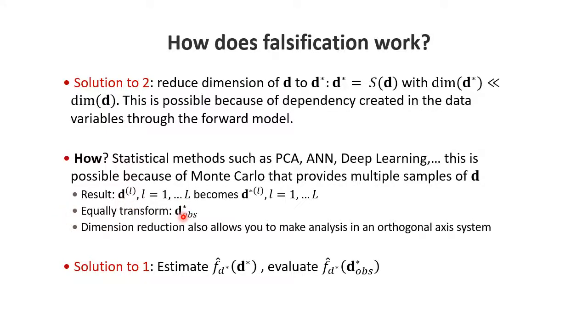And what is also really nice about the methods of principal components is that now we are in an orthogonal world. So we have orthogonal axes, and calculations, in particular probabilistic calculations, become much more feasible in such an axis system. So once we have that, we can now estimate the f of d star, and then evaluate that.